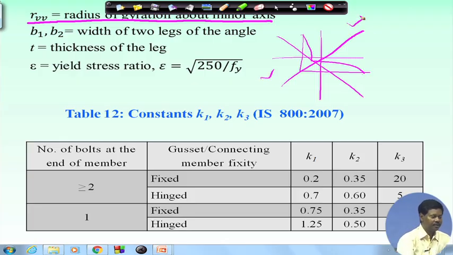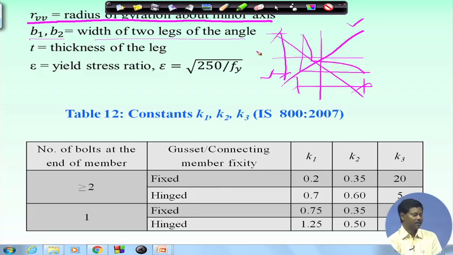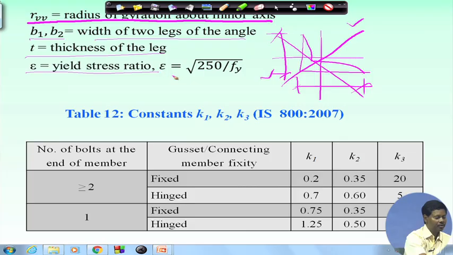This is the v v axis, and b 1, b 2 is the width of the two legs of the angle. If this is b 1, then b 2 will be this one. So, if one leg length is b 1, then the length of the other leg will be b 2, and t is the thickness of the leg of the angle, and epsilon is the yield stress ratio, which is square root of 250 by f y.